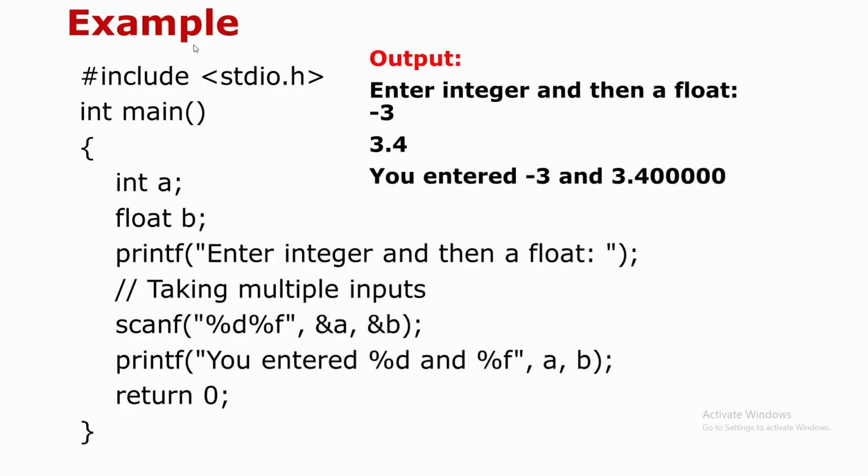You may notice that 6 digits appear after the decimal point. Why? Because by default, the %f format specifier prints 6 digits after the decimal point. If we want only 2 decimal places, we should write %.2f instead of %f. Then the output becomes 3.40. This makes the output cleaner and more professional.